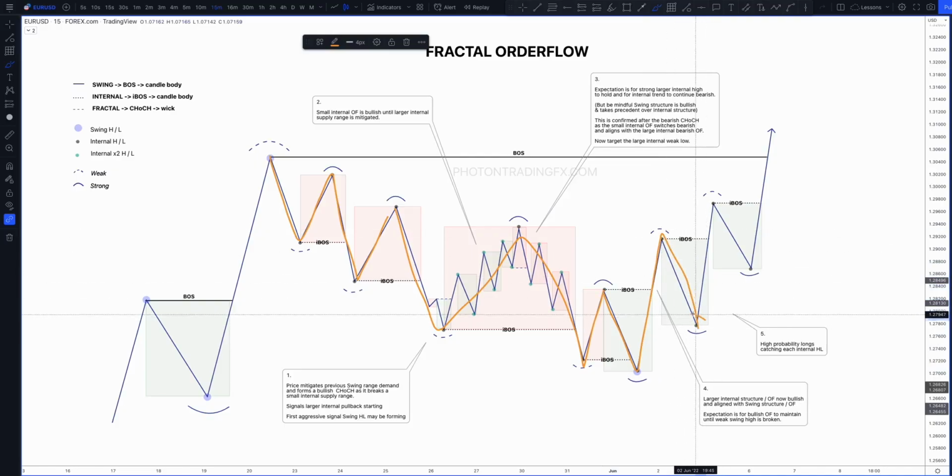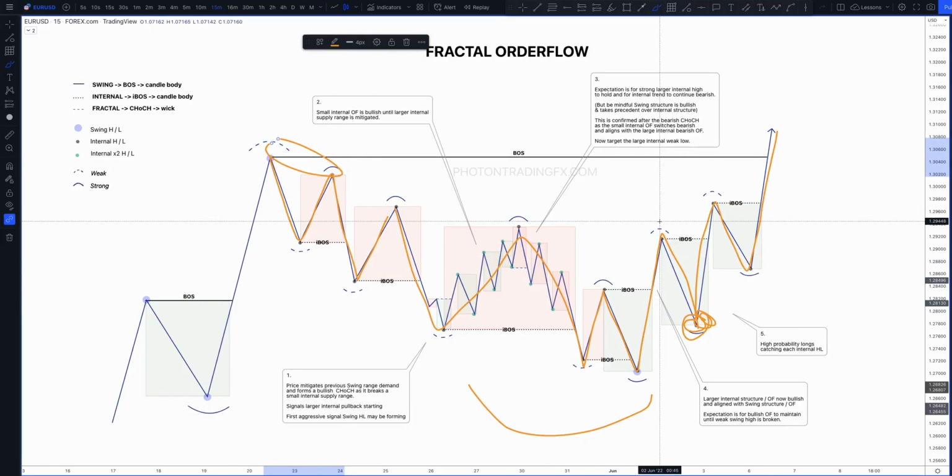And then this moment here is when the internal structure is aligned with the overall swing structure. This area becomes your highest probability buy in terms of that because it's all aligned. And then we expect those bullish demand ranges to hold until the weak high goes. And then we would repeat this cycle again and again and again, right? And that's what we expect.